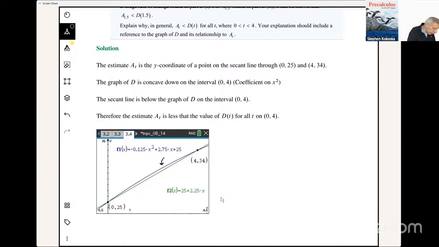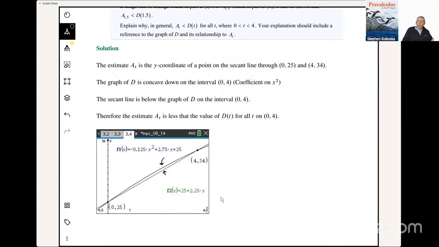And the green curve is actually a straight line. That's a graph of the secant line. Well, the secant line is always below the graph of D of t, and the reason is because D is always concave down. How do you know that? Well, this is a quadratic, but the coefficient on x squared is negative. So we know that this has to be concave down, and we know that every secant line is below the curve.